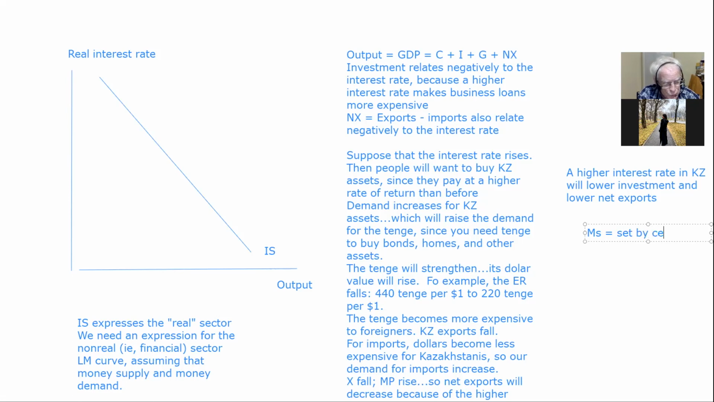So the central bank will set the money supply, and the money demand, you remember, is a function of the interest rate and also of output, or income. As we become richer, we demand more money because we want to spend more. We want it available to us for impulsive shopping, perhaps.